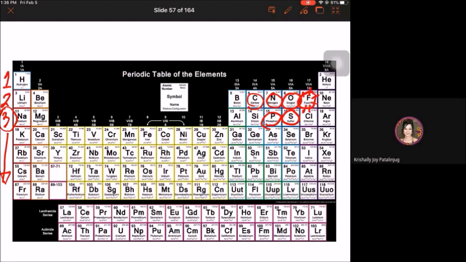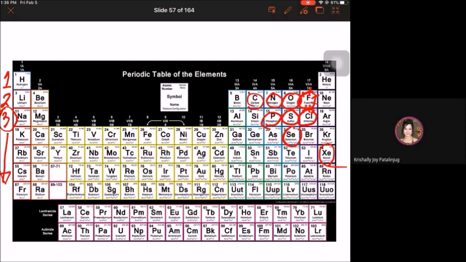Kumbaga kapag naging central atom, for instance, si phosphorus, sulfur, chlorine, selenium, or xenon, usually hindi 8 lang ang electrons na nag-surround sa kanila kapag naging central atom sila. Or pwede din na lower than 8 electrons ang mag-surround sa kanila. So yun yung mga exceptions. It's either more than 8 or less than 8 electrons ang surround sa kanila.